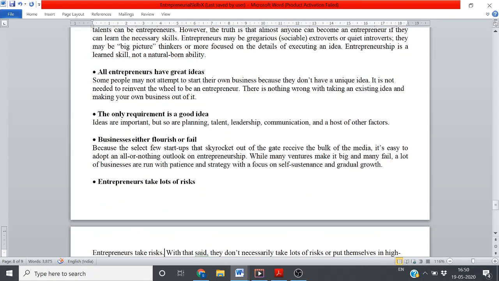People say either the business flourishes or fails. या तो business बहुत ज़्यादा flourish करता है या तो fail करता है. But that's not true. If you are thinking that you have established a business right now and it is going to flourish, no, that's not going to happen. Or it is going to fail, no, you have to wait. It may take 8 years to flourish, right? Or you may have to struggle for it.